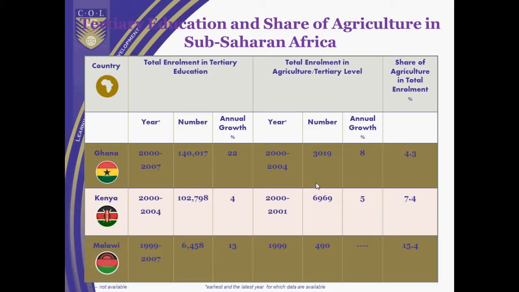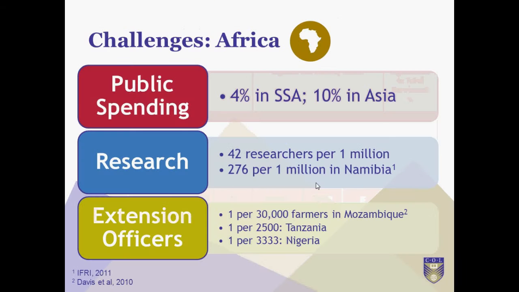There are only 42 researchers per 1 million persons economically active in agriculture in Africa. Similarly, in extension, it has been estimated that there is around one extension agent for 30,000 farmers in Mozambique, though the situation is better in Tanzania.